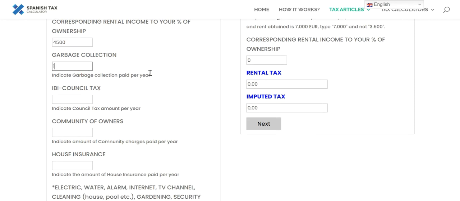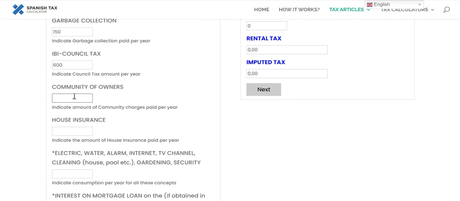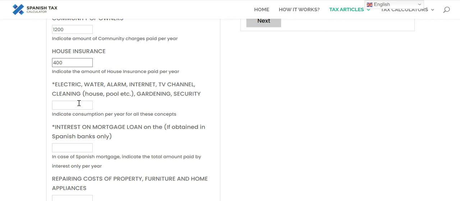Also, garbage collection, the total bill for the whole year is 150. The total bill for the whole year of council tax is 600 euros. The community of owners is 100 euros per month, so 1,200 per year. The house insurance, 400 per year. The consumption of water and electricity that you have during the year has been 3,000 euros, plus cleaning of the pool, gardening, security, etc.